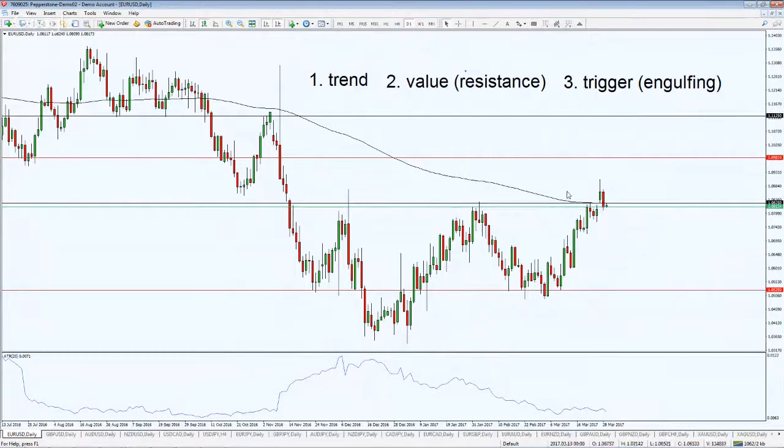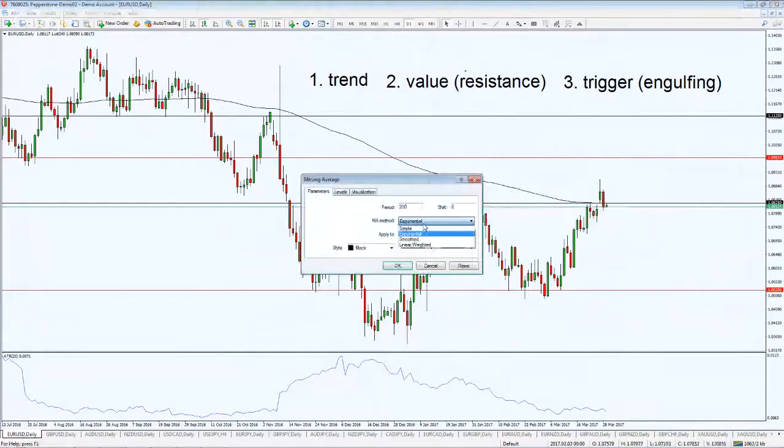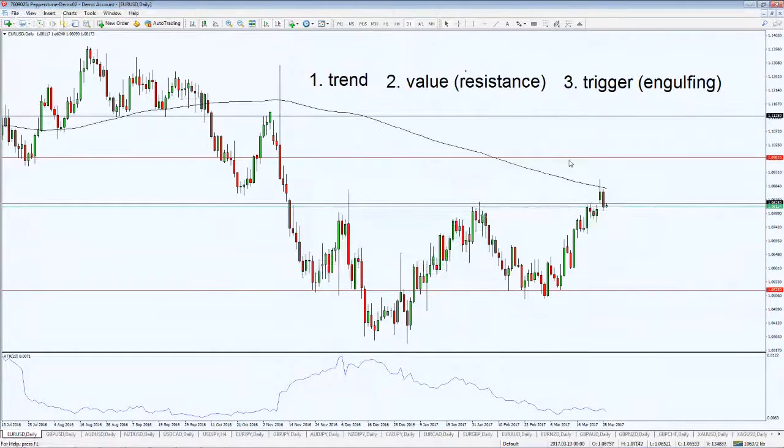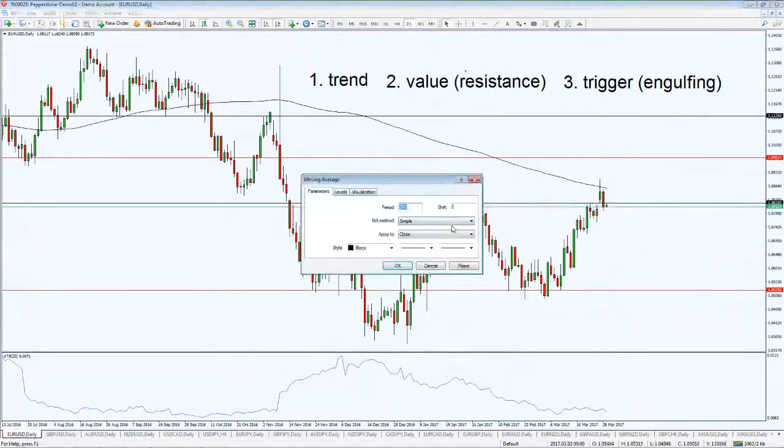Another plus point is the confluence of this 200 period moving average. When you use the exponential or the simple, you can see that it's pretty much in line with it. So this is the simple and this is the exponential.